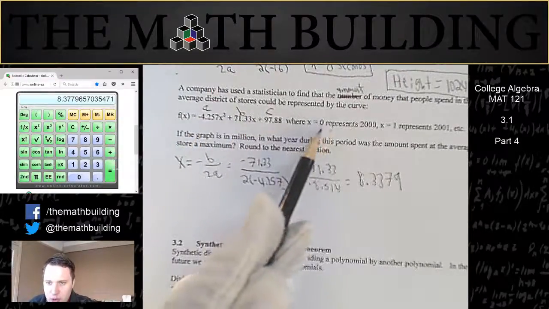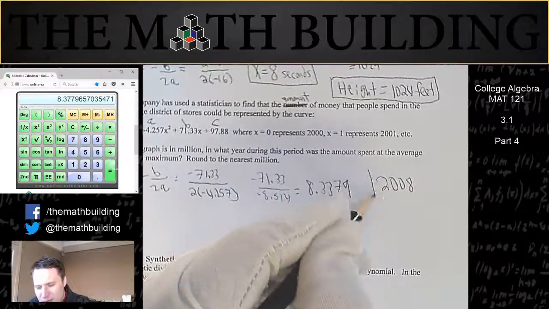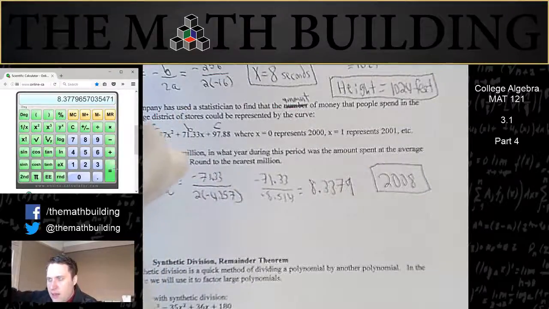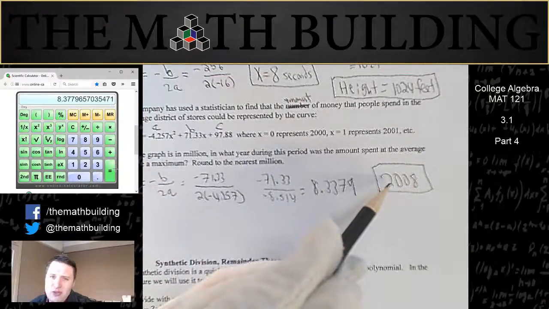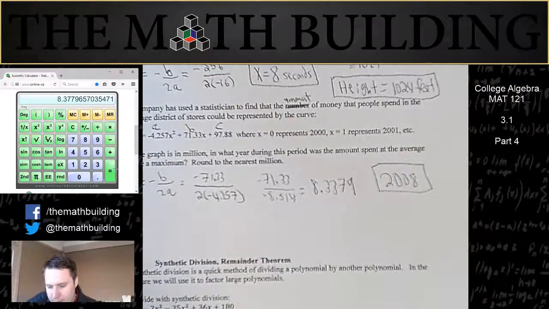So if 0 is 2000, then that means around the year 2008, maybe try that answer, is when spending hit a maximum, and then we had a recession, so the spending started to curve back down after that. So I don't know, try plugging in 2008 as the answer to that problem and see if it's right. If it's not, send me an email.